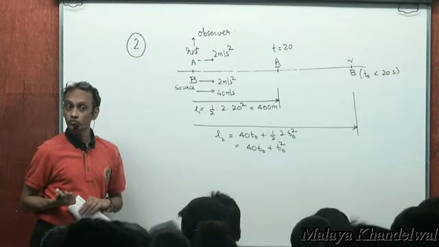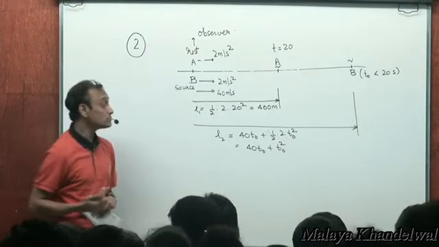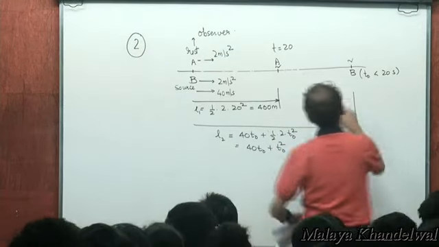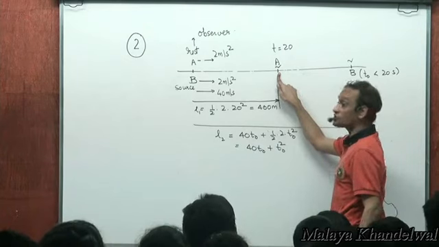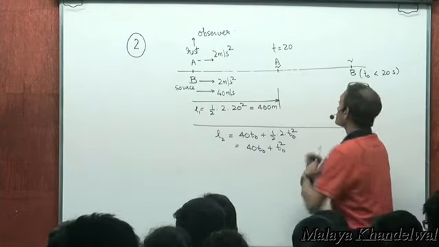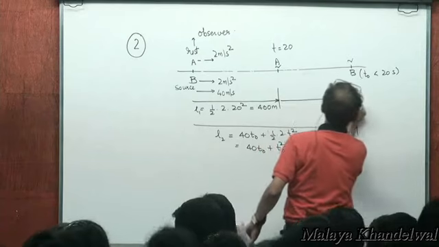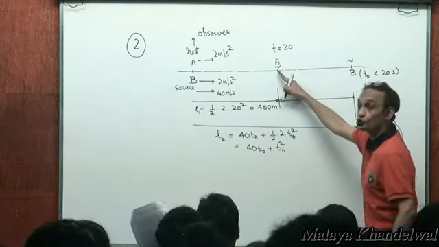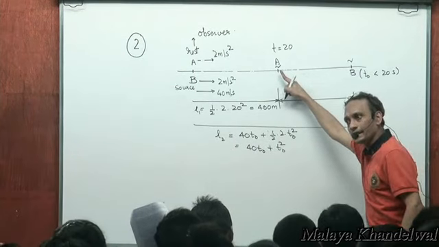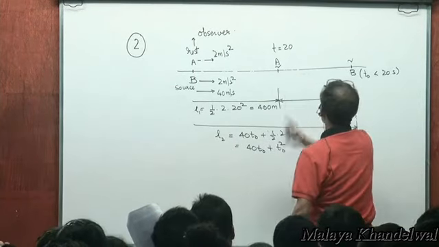Yes or no? Are you fine with this? That means sound must have gone from B to A. This must have covered this distance, which is this minus this, right? This distance must have been the distance covered by sound from this position to be intercepted by A at this instant, right? At t equal to 20 seconds.